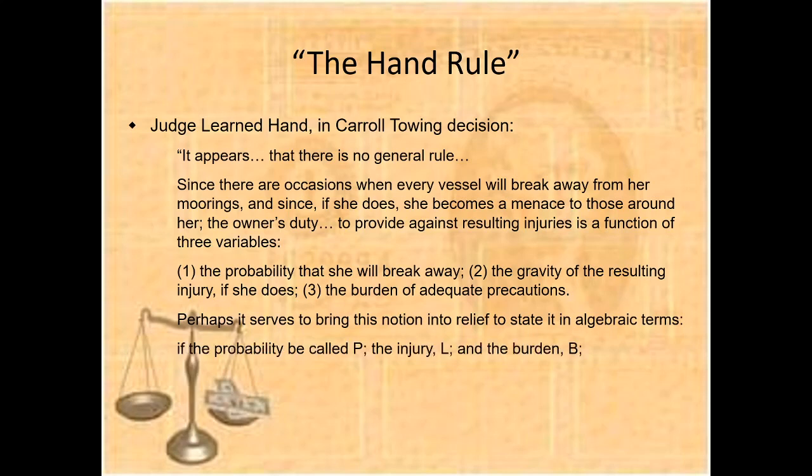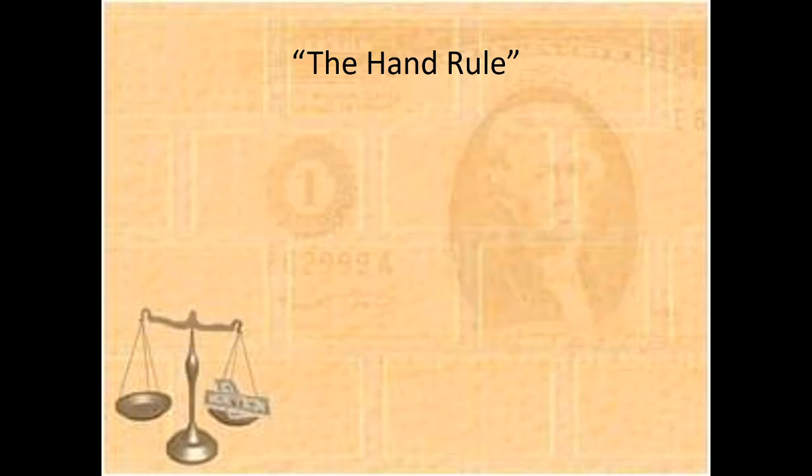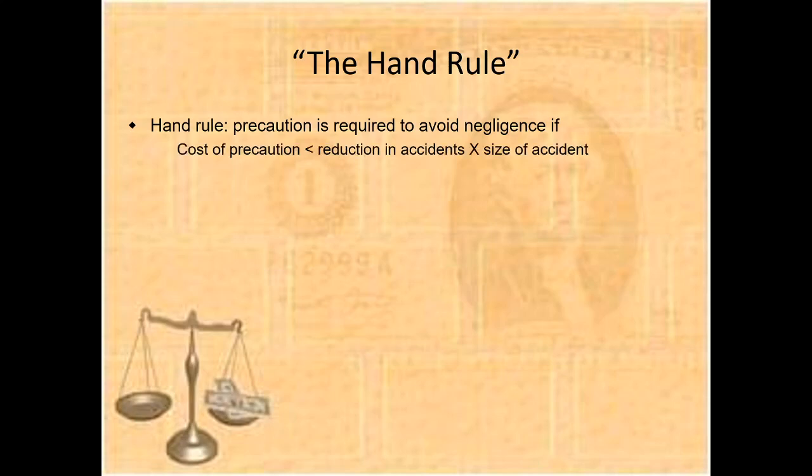Perhaps it serves to bring this notion into relief to state it in algebraic terms: the probability is called P, the injury is called L, and the burden is called B. So liability depends upon whether B is less than L multiplied by P. So Hand's rule: precaution is required to avoid negligence if and only if the cost of precaution is less than the reduction in accident probability times the size of the accident. We have already applied this rule in our earlier cases and found out what the efficient level of activity is, and whether people are going to have an efficient level of activity or efficient level of precaution. This is the fundamental idea behind that.